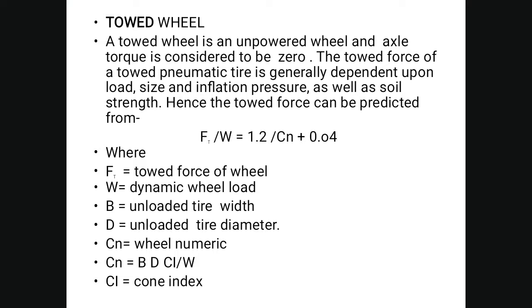Ft/W = 1.2/Cn + 0.04, where Ft is the towed force of the wheel, W is the dynamic load, B is the unloaded tire width, and D is the unloaded tire diameter. Cn is the wheel numeric, and Cn is given by Cn = (CI × BD)/W, where CI is the cone index.